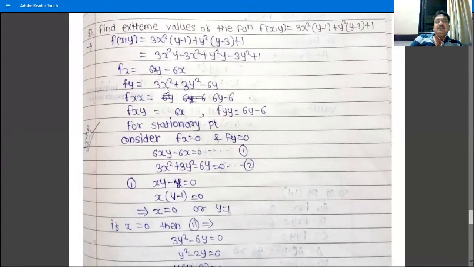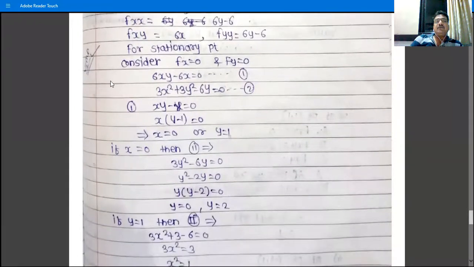Then the derivative with respect to y: 3x², the derivative is 0, and this is y³, 3y² is the derivative, minus 6y. And then f_xx means the derivative of f_x with respect to x: 6y, the derivative of 6xy is 6y, minus 6. And f_xy means the derivative of f_x with respect to y. So 6x is the answer, minus 6x derivative 0. f_yy means the derivative of f_y with respect to y. The derivative of this quantity is 0, and 6y minus 6.